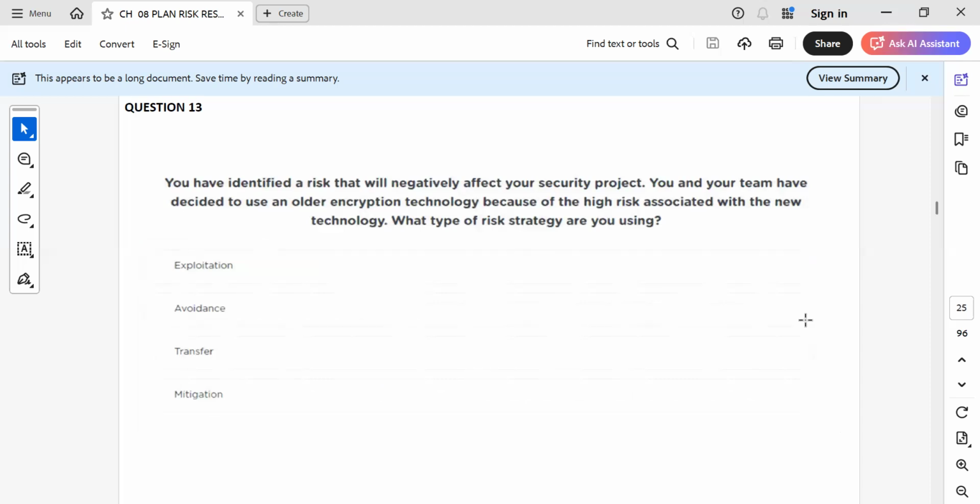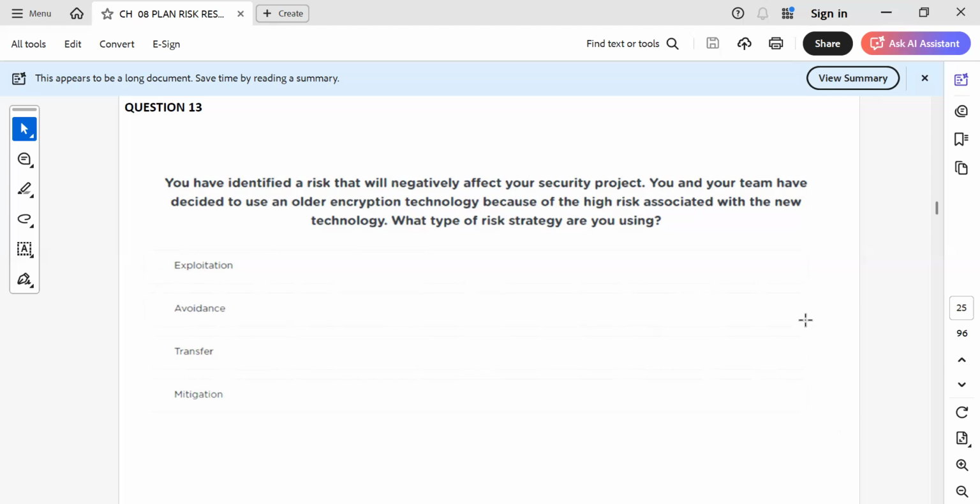Question number 13. You have identified a risk that will negatively affect your security project. You and your team have decided to use an older encryption technology because of the high risk associated with the new technology. What type of risk strategy are you using? Exploitation, avoidance, transfer, and mitigation.